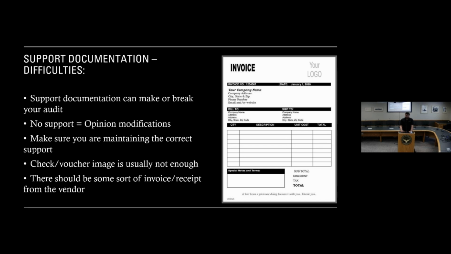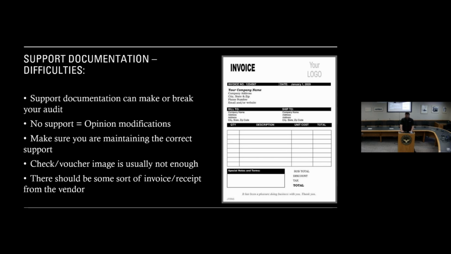Moving on to difficulties. We've come across a few different difficulties in the various audits we've conducted, so I want to highlight those and show you what can happen and what to look out for. Support documentation can really make or break your audit. We've seen some audits where we weren't able to maintain or receive much support, so you're looking at an opinion modification, whether it be a qualified opinion, an adverse opinion, or a disclaimer. Your support, like I said earlier, is the driver of that opinion. So just think of it this way: no support equals your opinion being modified.